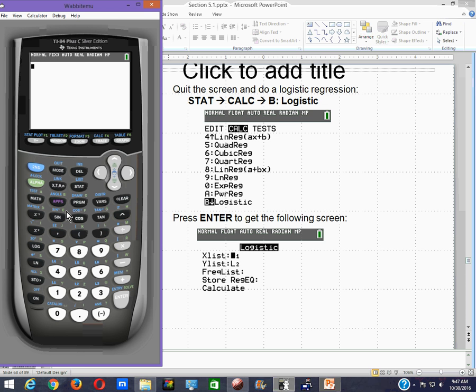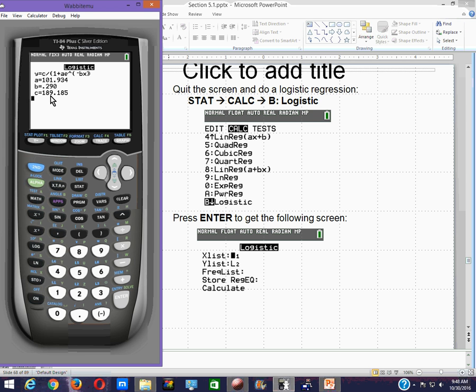If I quit this, so let's see, stat, calc, it's choice B, so alpha B. My L1 and L2 are fine. I want to store this into Y1: Y vars, function, enter, and then we calculate. It actually takes a little bit longer to think about the logistic growth model for some reason. Remember, it's using the letters C, A, and B. So we got our A is 101.934, our B is 0.290, our C is 189.185.